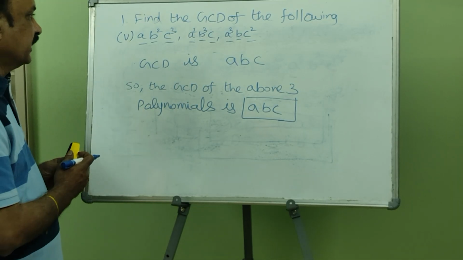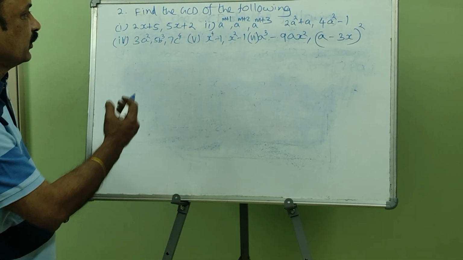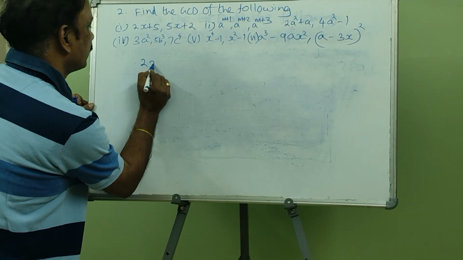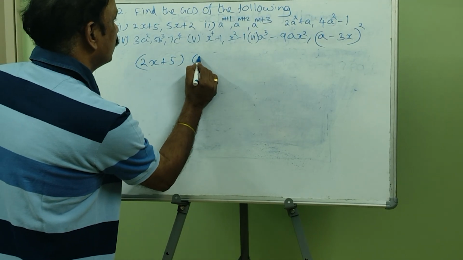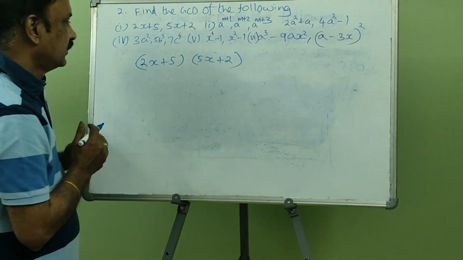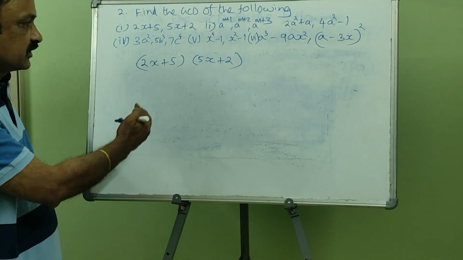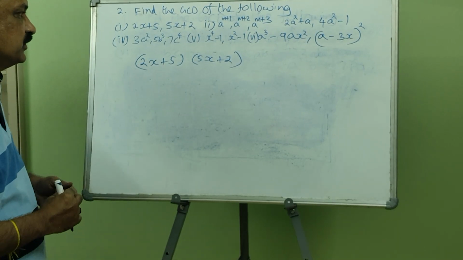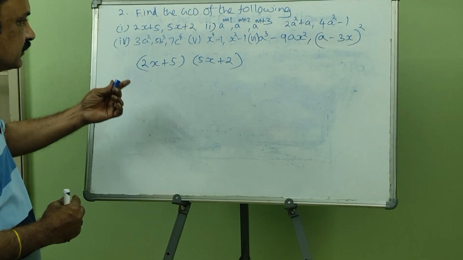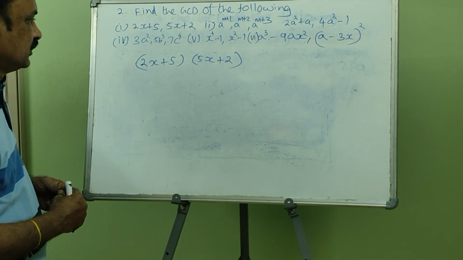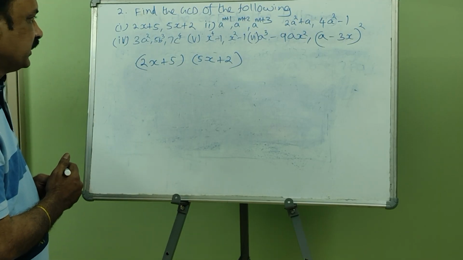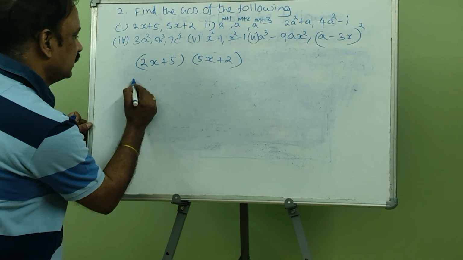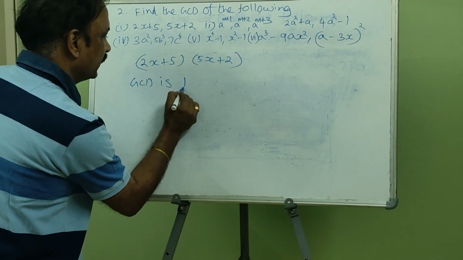Now let's look at the next one. Now let's look at the GCD of the following new problems in question number 2. Let's take 2x plus 5 and 5x plus 2. They have already been factorized. Is it possible to extract any more factors from this? No, it is not possible. We cannot modify this into suitable terms. So the GCD is 1.